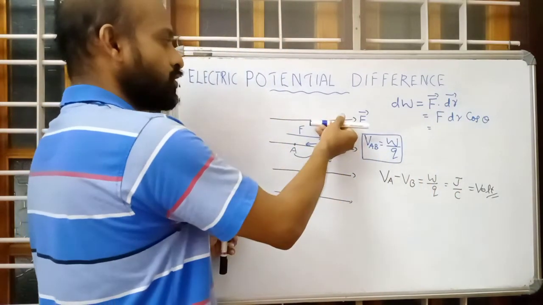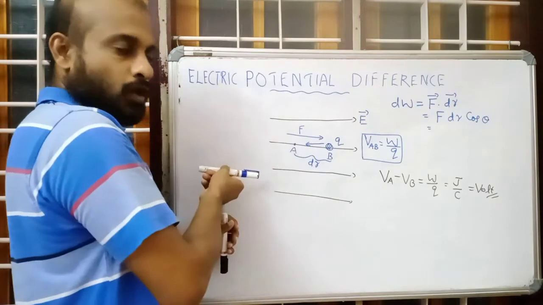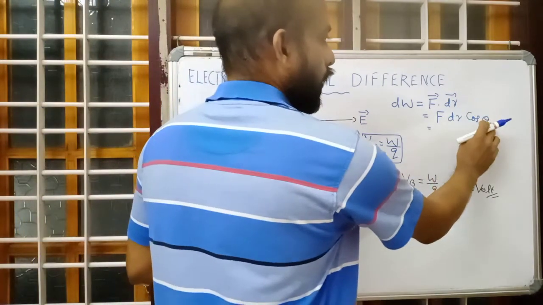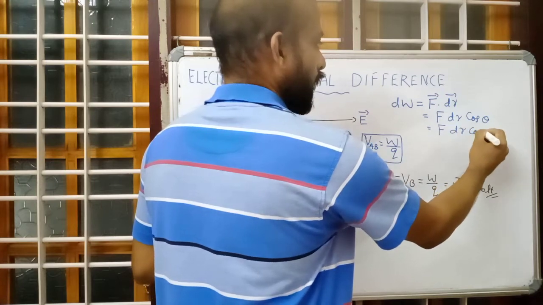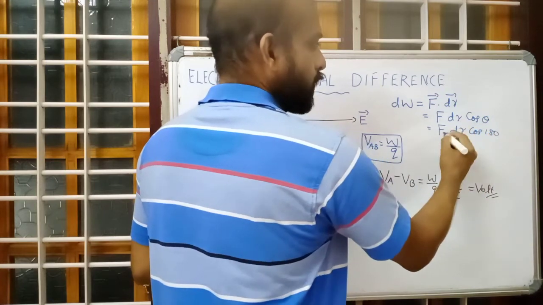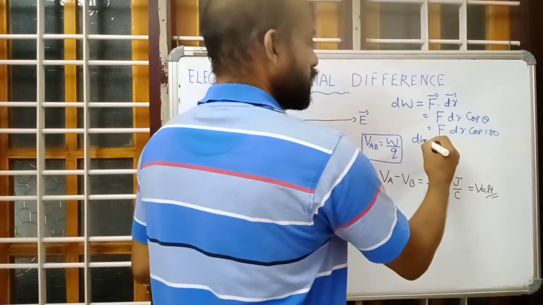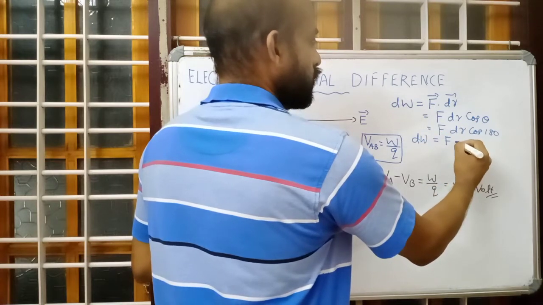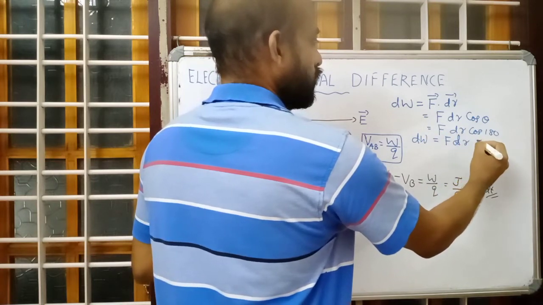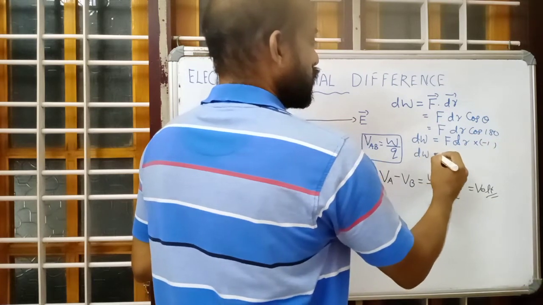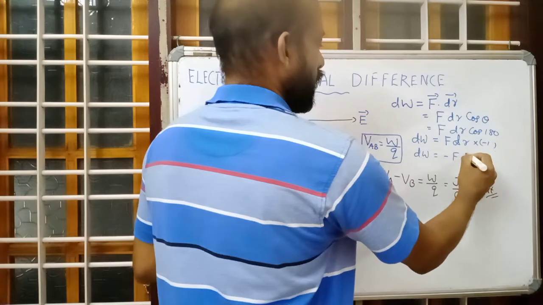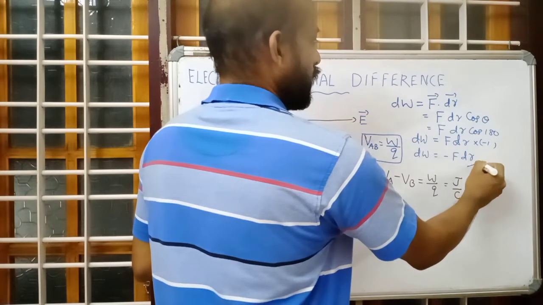F is in this direction, dr is in this direction, they are opposite. So I can substitute 180 degrees instead of theta. So F into dr into cos 180. What is cos 180? Cos 180 is minus 1. So I can write dW is equal to F into dr into minus 1. So you'll get the work done is equal to minus F into dr.